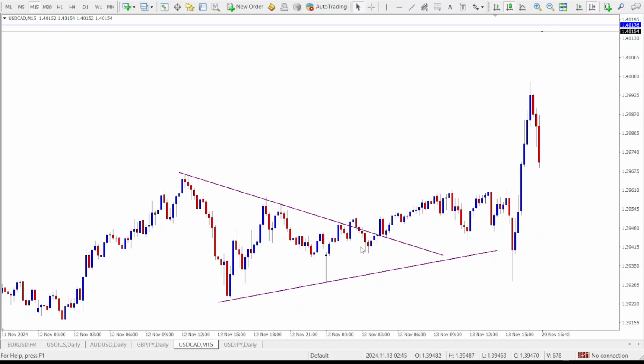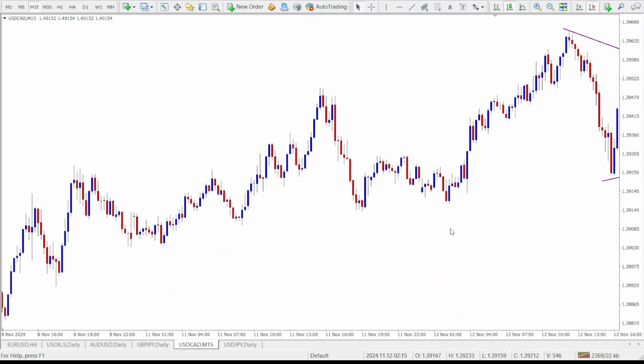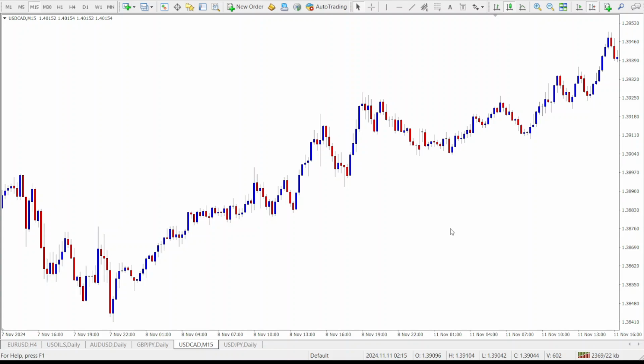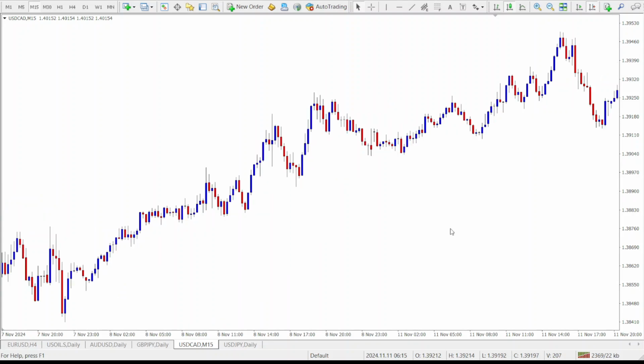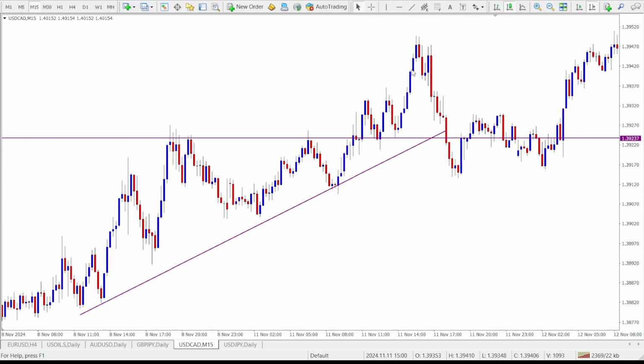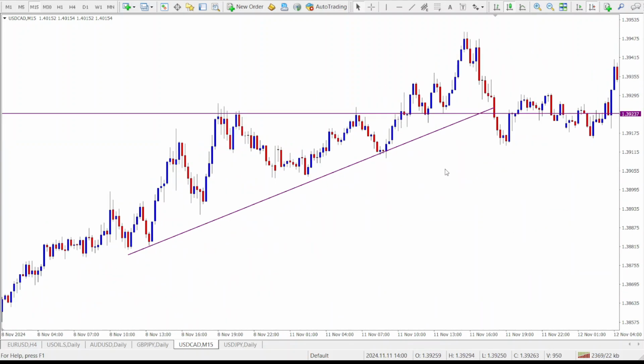There are three main types of triangle patterns. We have the ascending triangle, which typically has a flat top and an upward sloping bottom. We can see we have an ascending triangle around here. It's a bullish pattern, suggesting that the price is likely to break higher, and you can see we actually had an upward breakout eventually.